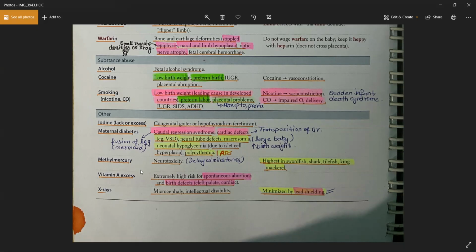Vitamin A excess, we have discussed. If you have multiple birth defects, spontaneous abortion can happen. Cleft lip, palate, limb deformities, all these pharyngeal arch deformities, anything can happen with vitamin A excess. With radiation exposure, the patient can have microcephaly, intellectual disability, and that's why whenever you want to perform an X-ray, you always do that with lead shielding. Very important.